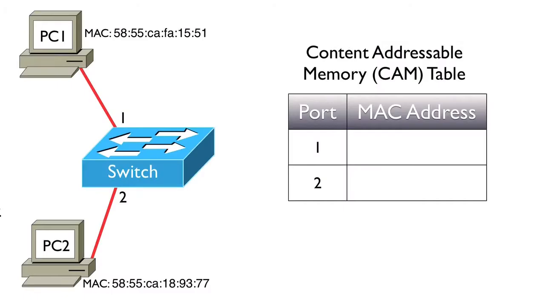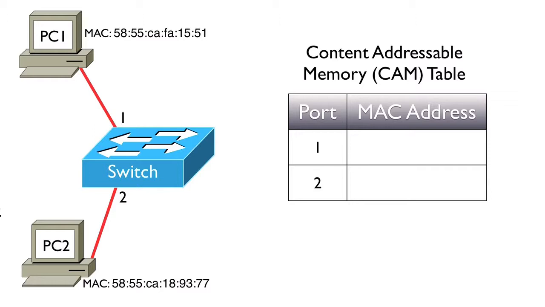A switch is going to use a content addressable memory, or a CAM table, to make its forwarding decisions. This table is often referred to as a MAC address table. We can use those terms synonymously, and I've given you a very simplified topology on screen to show you how a CAM table is populated.